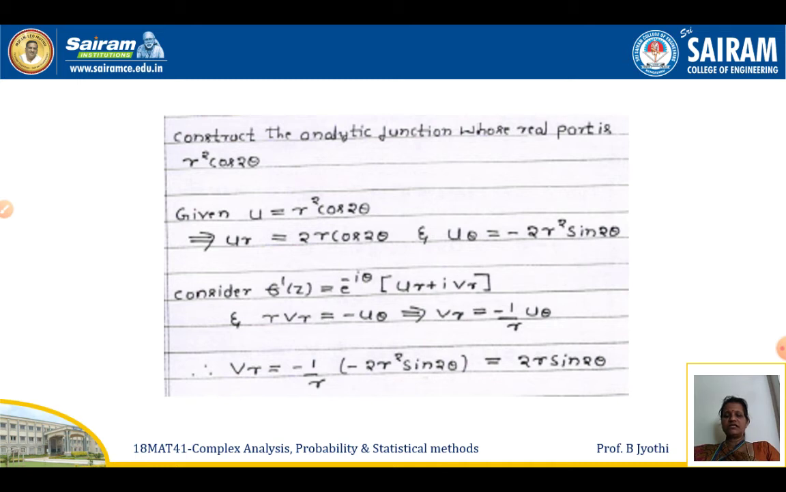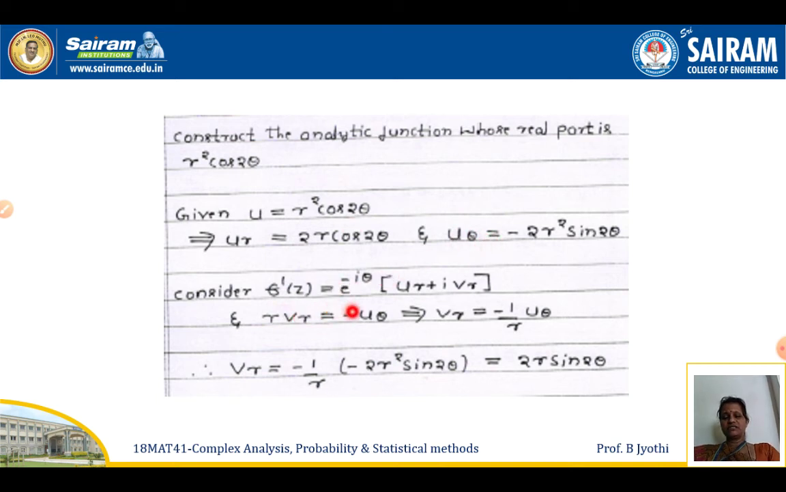Next, construct the analytic function whose real part is r square cos 2 theta. This is an example for a polar function. U is given. So let's find out what is ur and u theta. That is 2r into cos 2 theta and 2r square into sin 2 theta with a minus sign. Because cos 2 theta is differentiated, we get this one.